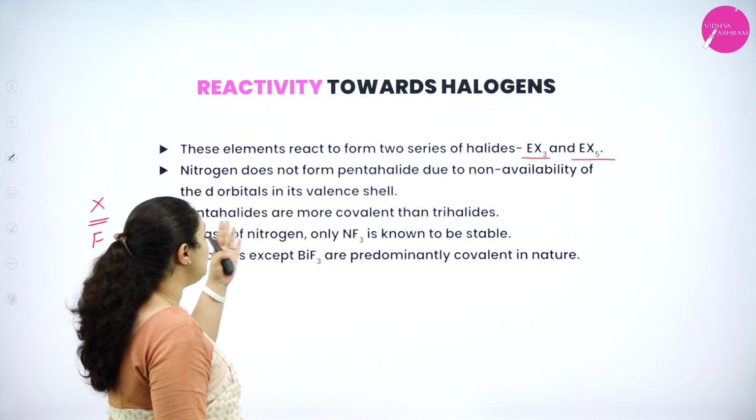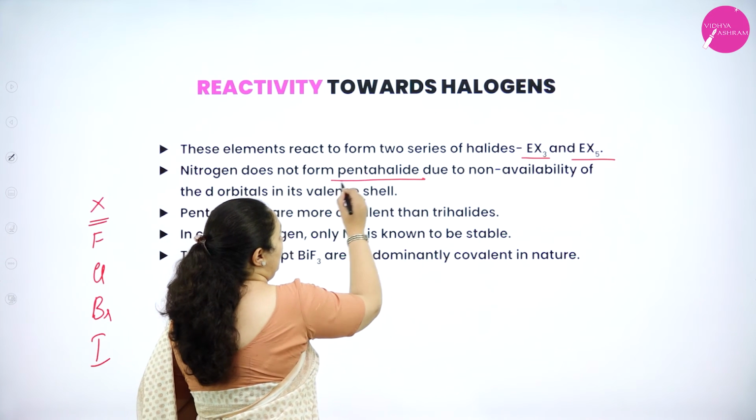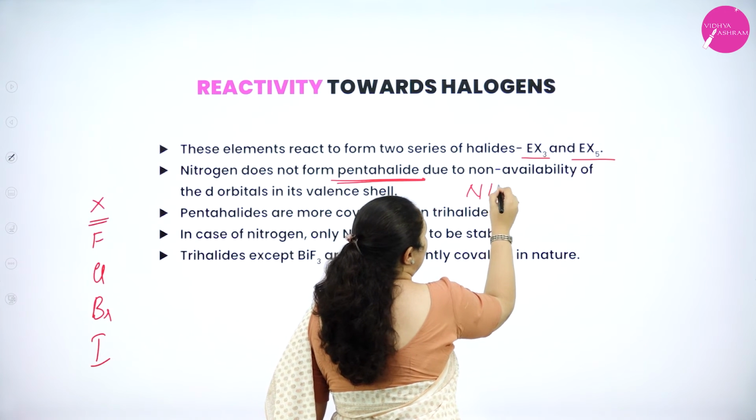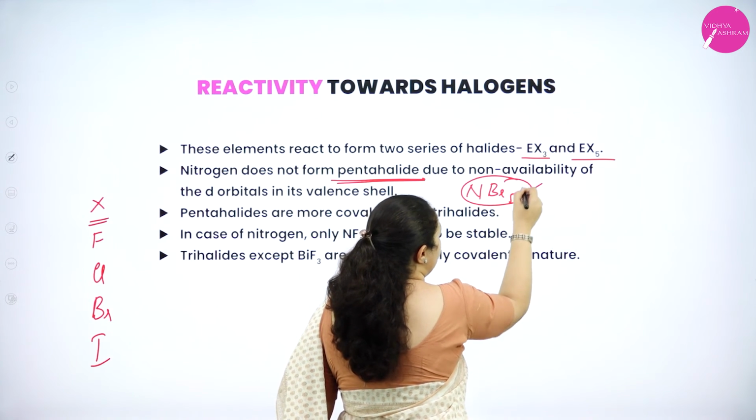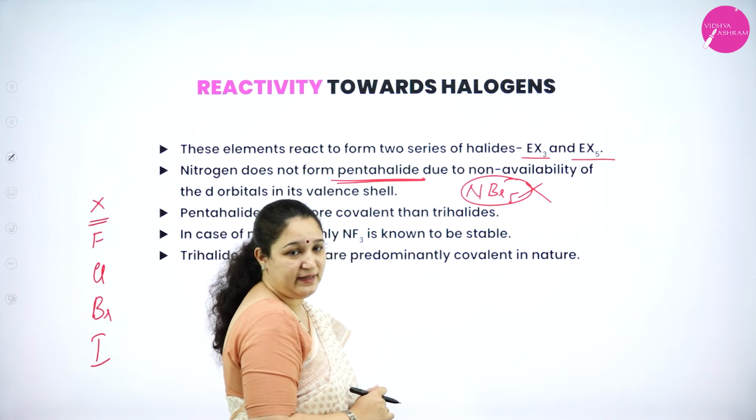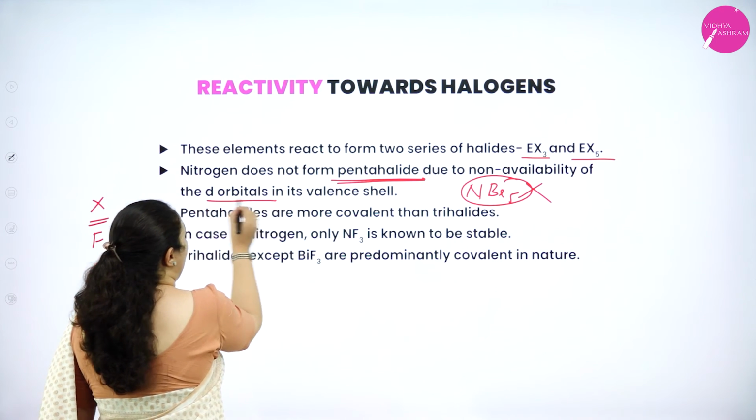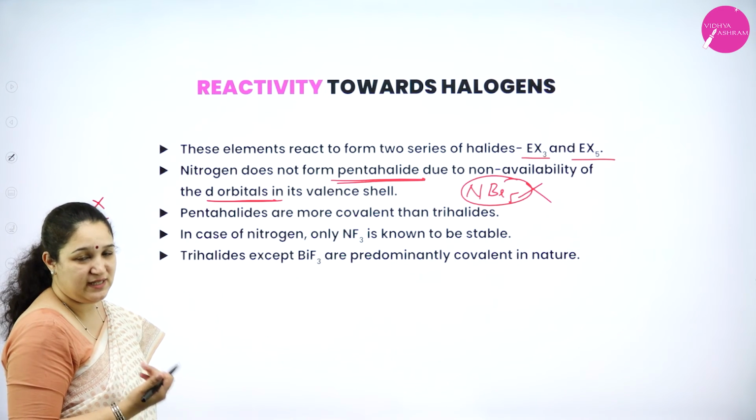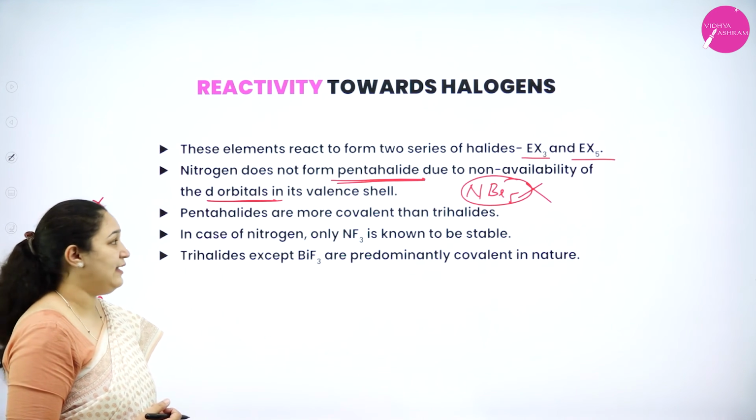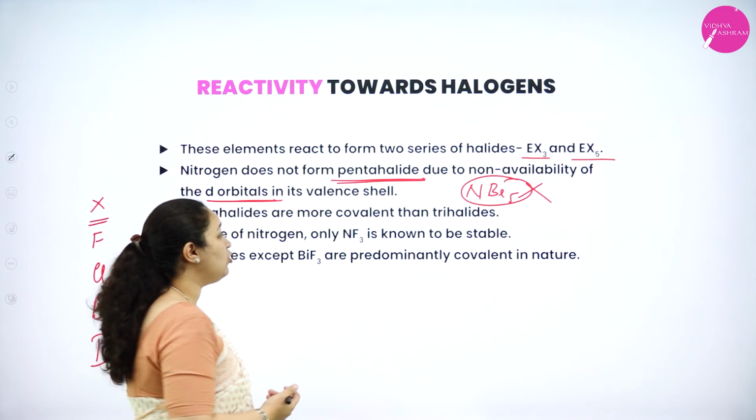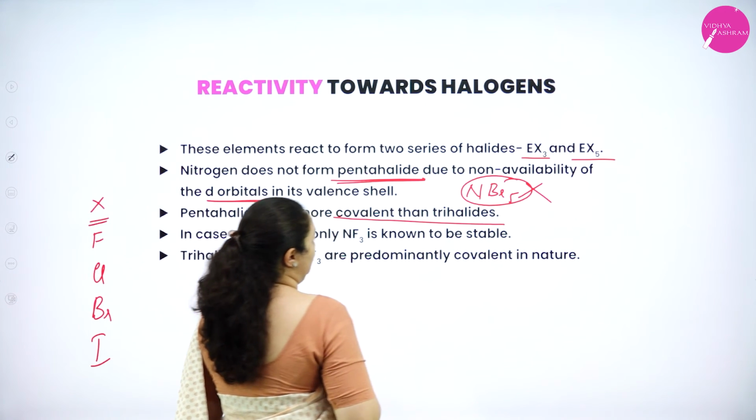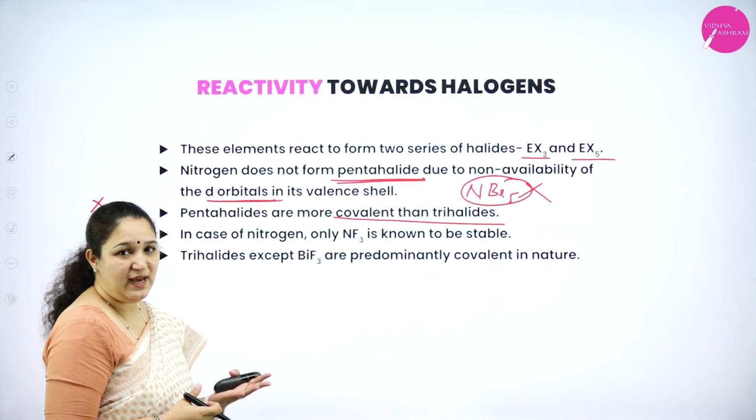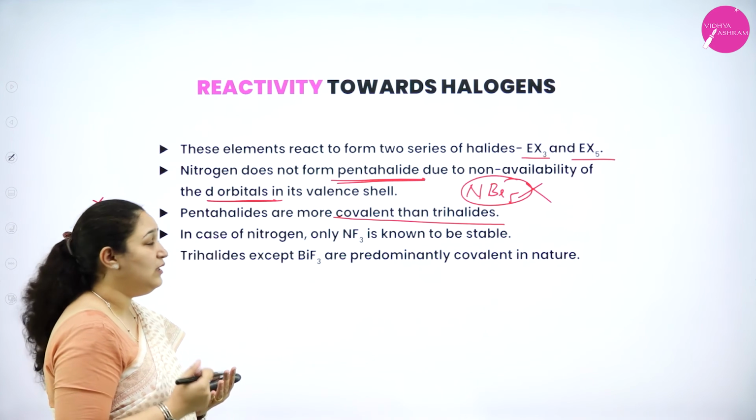Okay. Nitrogen does not form a pentahalide. Nitrogen cannot form a pentahalide. This is not existing. It cannot form a pentahalide because of the absence of d orbitals. It cannot show +5 oxidation state. That is the reason it will not form pentahalides. Okay. Pentahalides are more covalent than trihalides. They have a more covalent nature compared to trihalides.